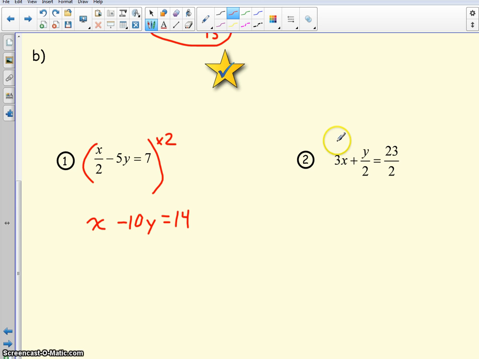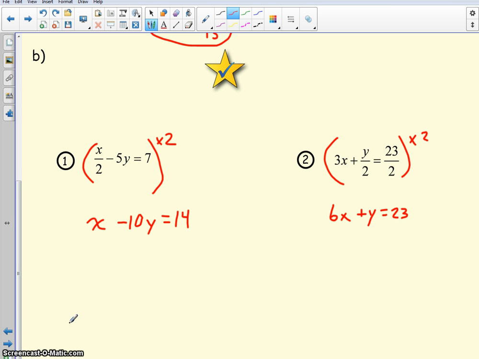Okay, over here again I have fractions over 2. I multiply this equation by 2 as well. So that will give me 6x plus y equals 23. Okay, these equations are a lot friendlier to work with than the ones we started with.